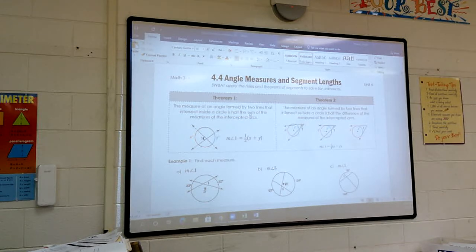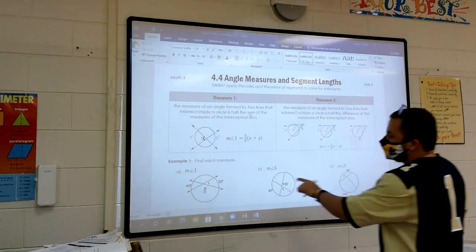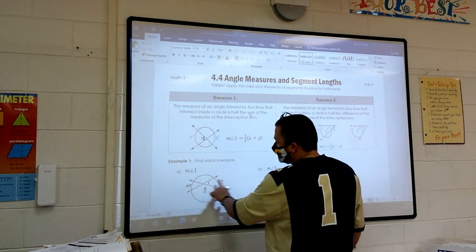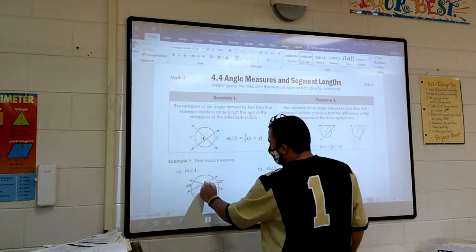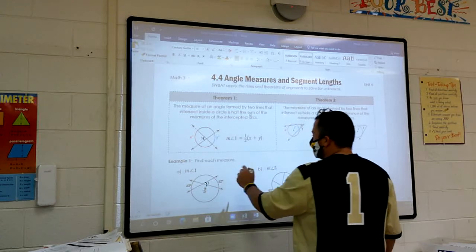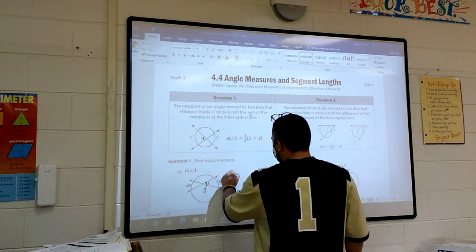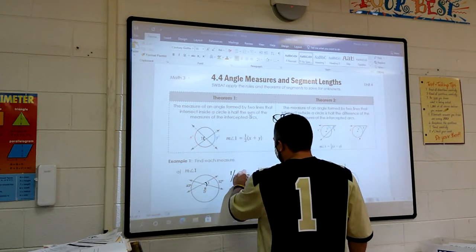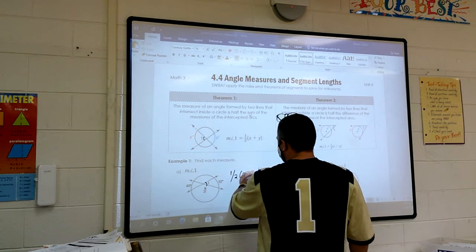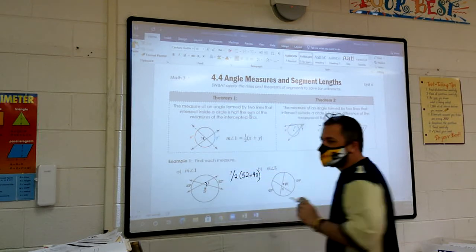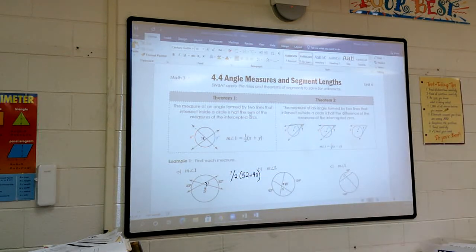So let's look at example 1. In examples 1, 2, and 3, they're all inside the circle, right? So we're inside the circle. So A, B, and C. So example 1, we're trying to find the measure of angle 1. So the two arcs that go with angle 1 are 50 and 42. So angle 1 is going to be half of 52 plus 40. I said 50 and 42. I meant 52 and 40. So half of 52 plus 40.